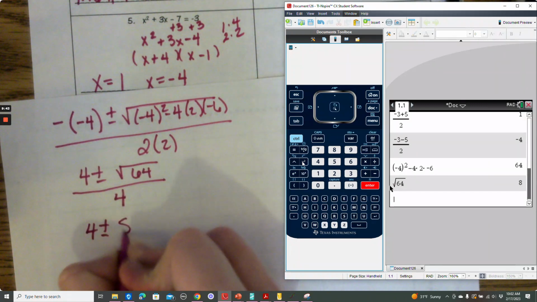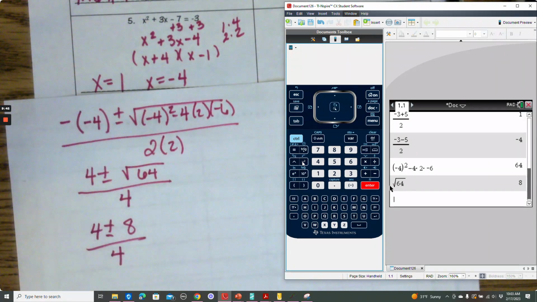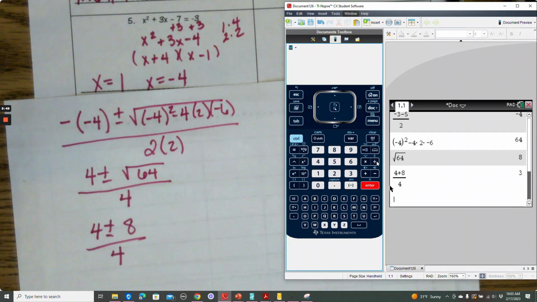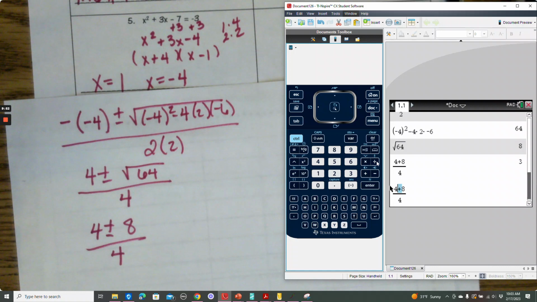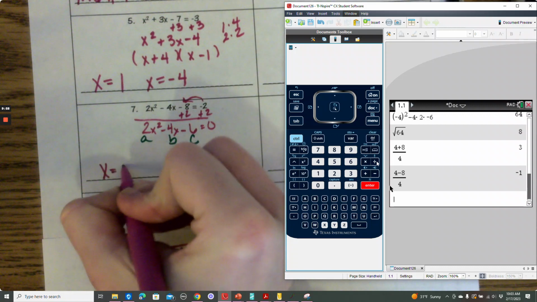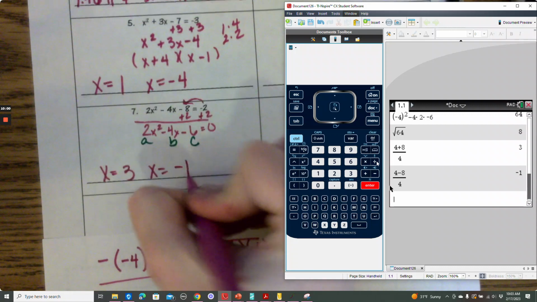4 plus or minus 8 over 4. And then type your fraction in twice. So 4 plus 8 over 4, and 4 minus 8 over 4. So we got x equals 3, x equals -1.